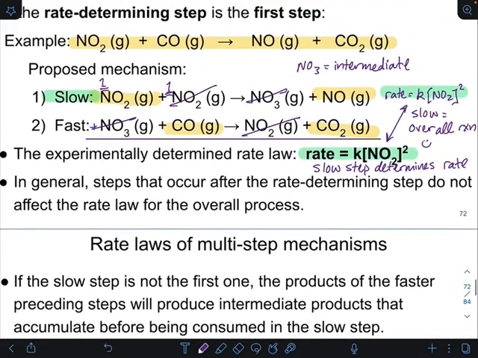Okay, so this is relatively simple when the slow step comes first. You just write the slow step out as a rate law. You use the coefficients in the slow step to come up with the exponent in the rate law, and then you check to see if it matches the experimental rate law.